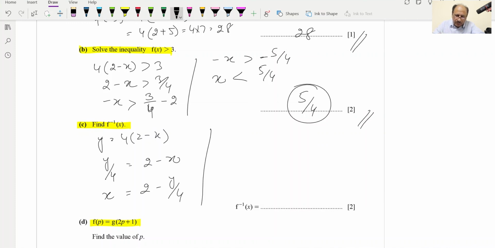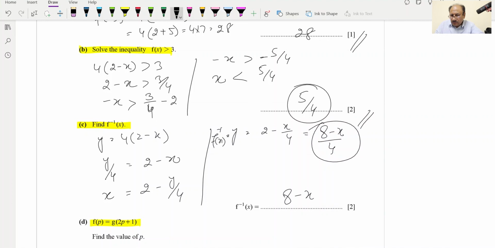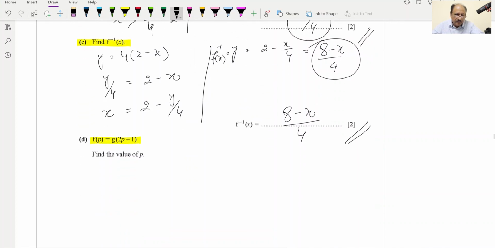Now we can swap x and y, so y is equal to 2 minus x by 4, or we can write it as 8 minus x by 4, and this will be our f inverse of x is equal to this one, 8 minus x over 4. This will be the proper answer for 2 marks. This is done. Now we can move to this question.